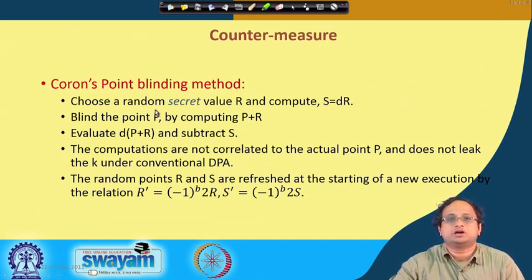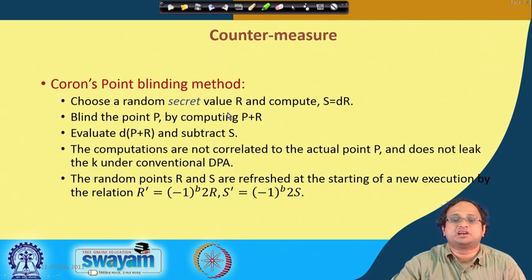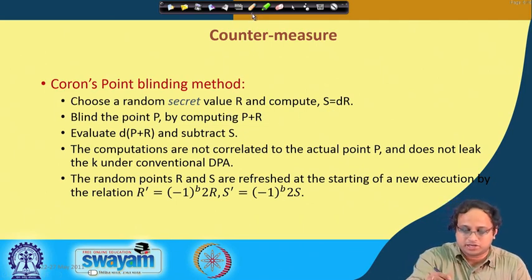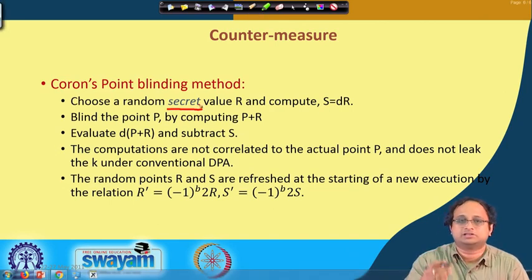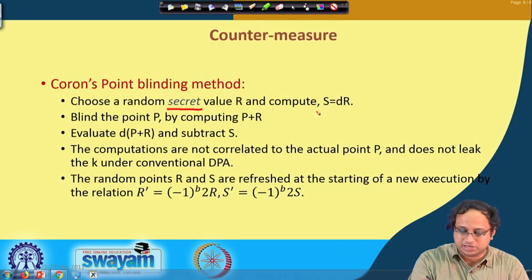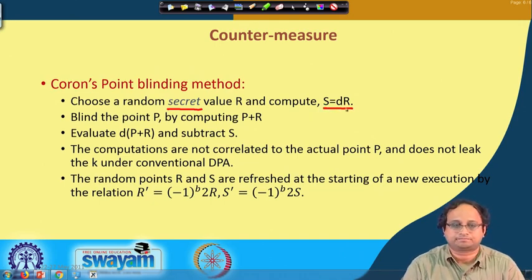Here what you do is you choose a random secret value R and compute S equal to dR. Note that I basically choose a secret value R, so the design internally does that. Every time you are doing an encryption, ideally you should use a different R. And then you calculate S equal to dR.